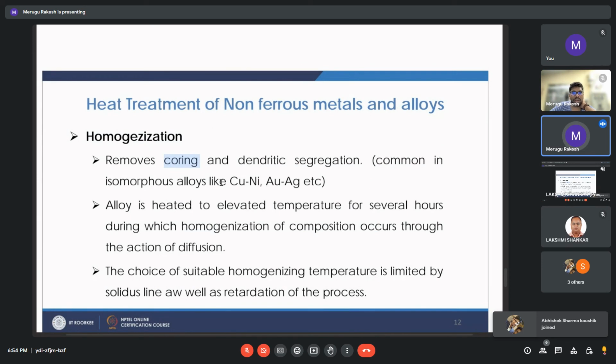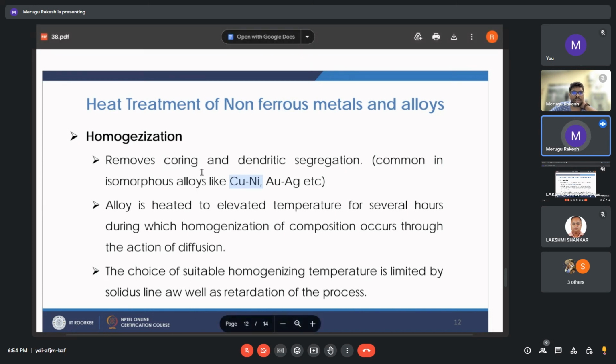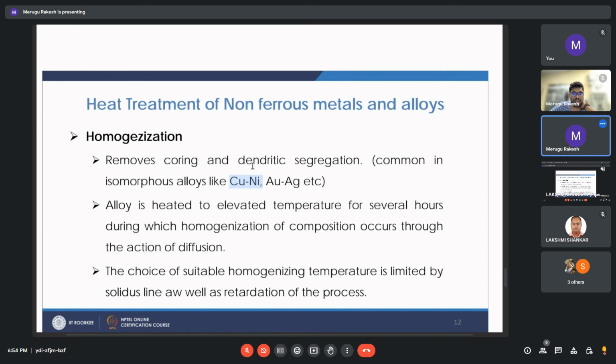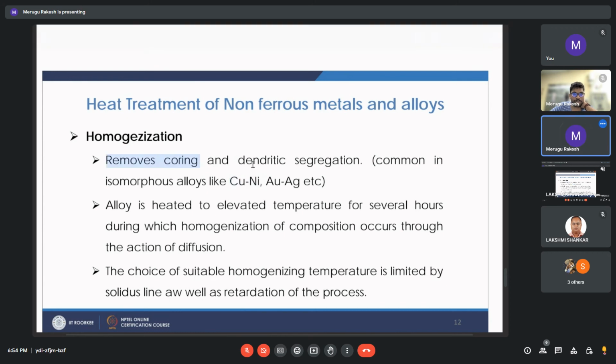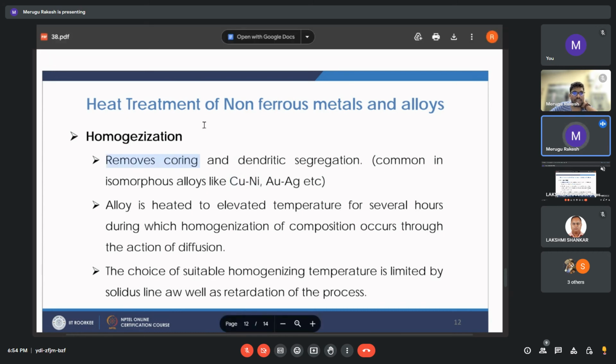Suppose you take copper and nickel: at the center we have nickel 100%. Then, gradually coming from the center to the periphery, the nickel percentage is reducing and copper is increasing, and that is how the composition varies, which we call coring. That we can remove by this heat treatment. Then dendritic segregation, as I explained earlier.